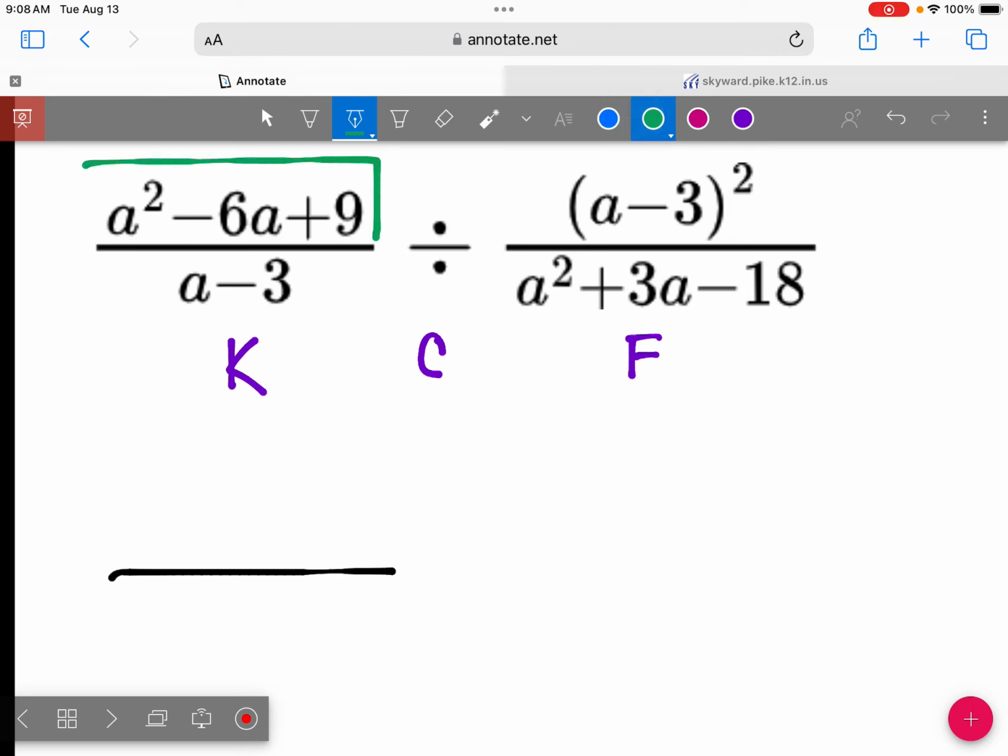So this numerator, what is this one in factored form? A minus 3 squared, which you can either write as a minus 3 squared, or you can do it factor style where we do a minus 3 and a minus 3. They are equally correct. You can do it as the square, or you can do them separate. Does not matter.